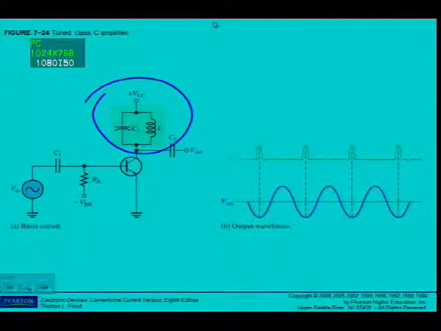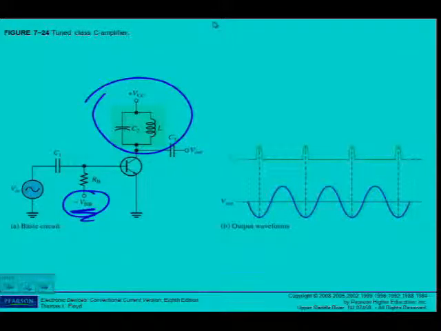Alright, so here in the circuit I can see there is my tank circuit, but again, my negative biasing for the specific amplifier. So that's where it's used. I'm not going to ask you to explain the operation of the circuit. Be able to recognize it and name it.